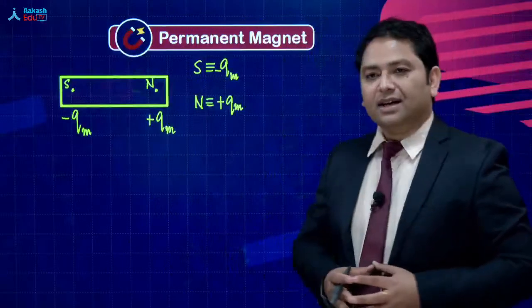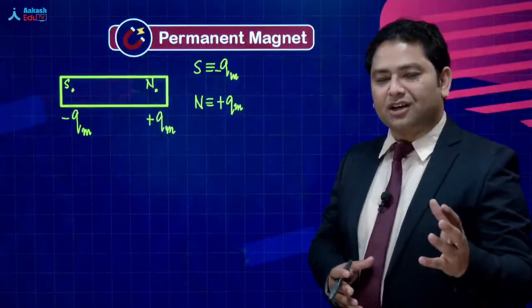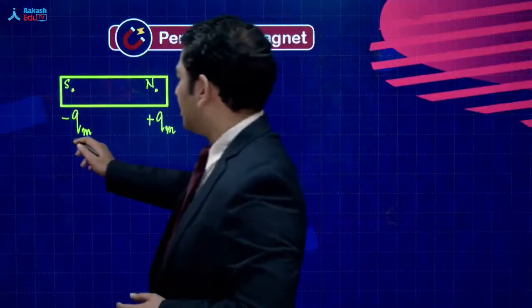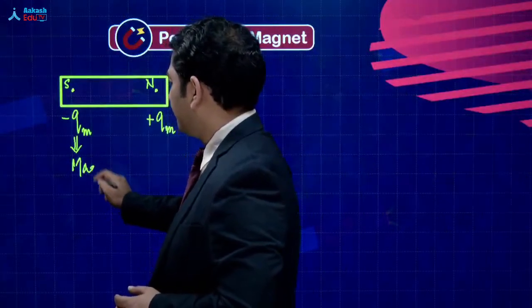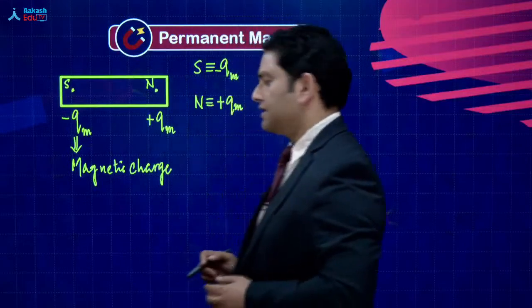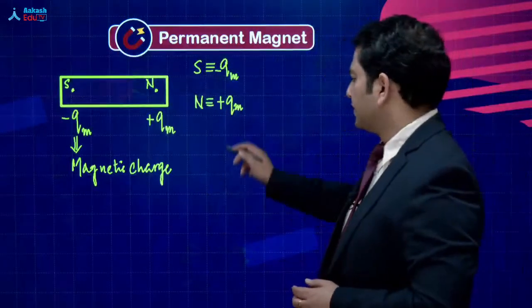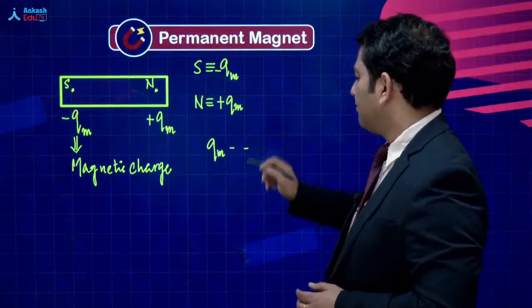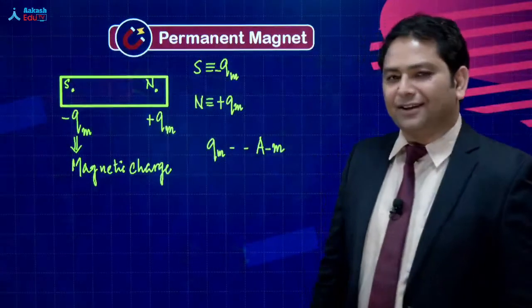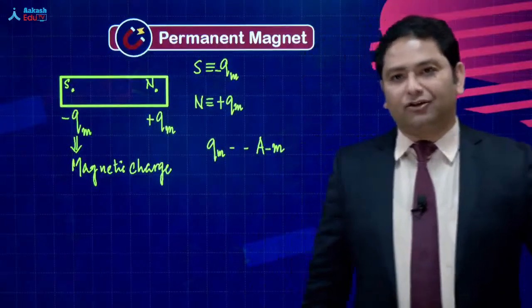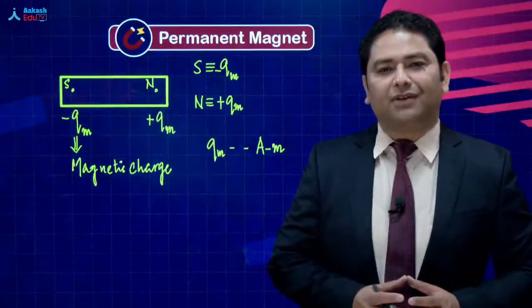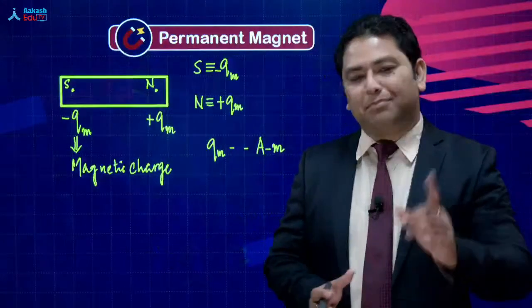All right, now let's come. The south pole is equivalent to negative charge. The north pole is equivalent to positive charge. And these QM are called the magnetic charge, all right? Now you would be interested to know what magnetic charge depends upon. The first thing, let me start with the unit of magnetic charge, that is ampere meter. That is the unit of magnetic charge, in contrast to electric charge, whose unit was coulomb. Whereas magnetic charge will have a unit of ampere meter, not ampere per meter.